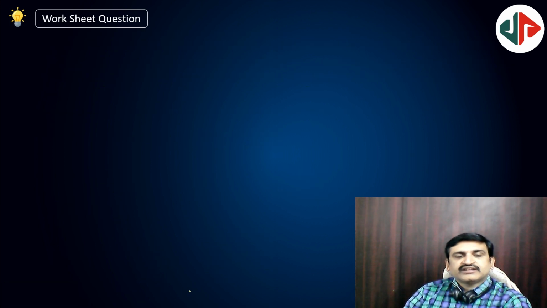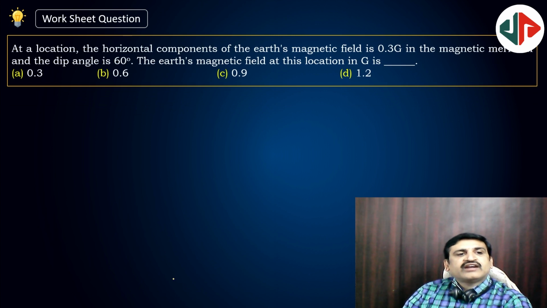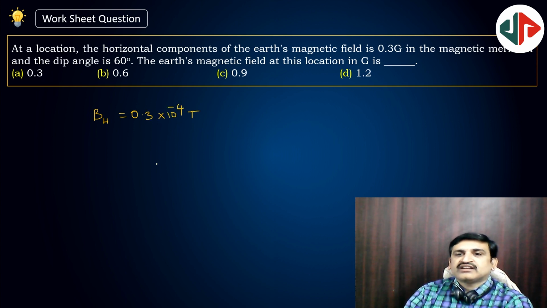Yes. Next. At a location, the horizontal component of Earth's magnetic field, BH, is equal to 0.3 G. G means Gauss, 10 to the power of minus 4 Tesla. And in the magnetic meridian, the dip angle delta is equal to 60 degrees. The Earth's magnetic field at this location in G is equal to B is equal to how much?